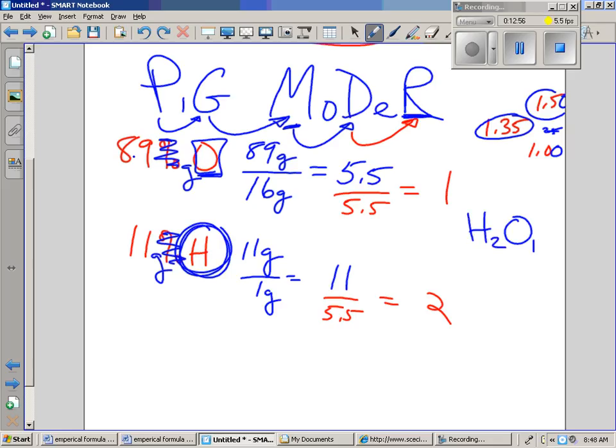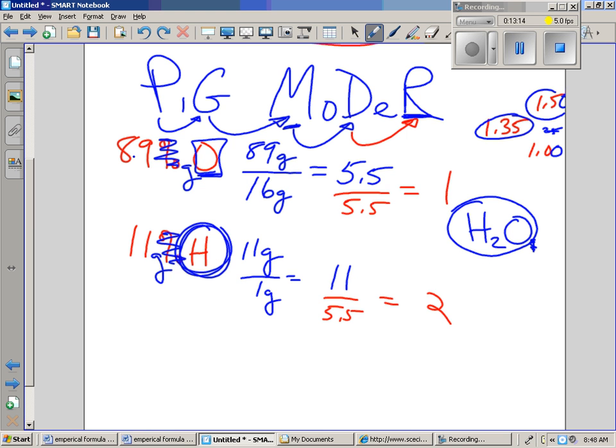I have H2O. So we went from knowing the percent by mass that it contributes, or the weight, to figuring out what the compound must look like, its lowest ratio. So this is what I'm going to do.